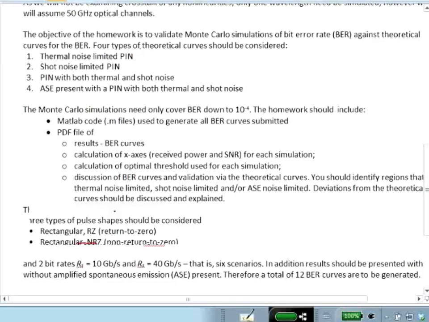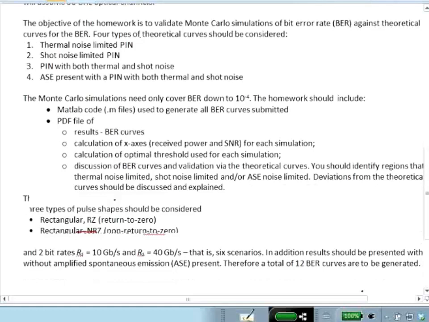There'll be three types of pulse shapes that will be examined, but I'll save this discussion for Thursday when we've gone over the filtering theory and background. Just to mention that there'll be two bit rates that we'll be considering: 10 gigabits per second and 40 gigabits per second. This will change the noise equivalent bandwidth for our electrical signal. When we change our baud rate, it'll change that.